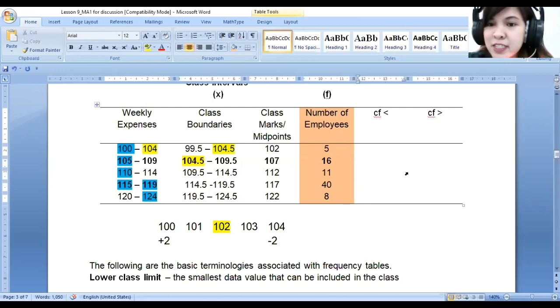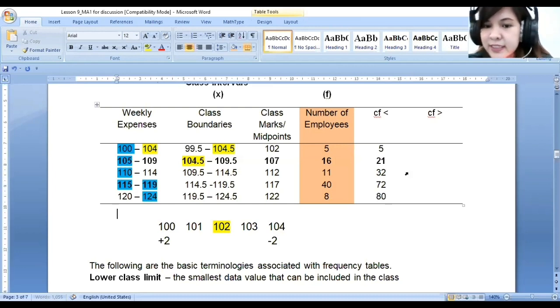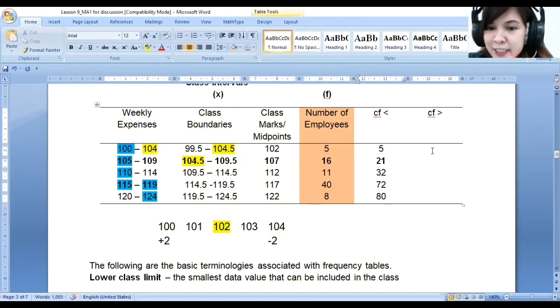Ano yung unang frequency sa taas? Nakalagay 5. Tama? O, 5 plus 16. O, yung kasunod niya, i-add mo lang. 21. 21 plus 11. 32. 32 plus 40. That is 72. 72 plus 8. 80. So, yung CF greater than naman, magsisimula ka sa baba.